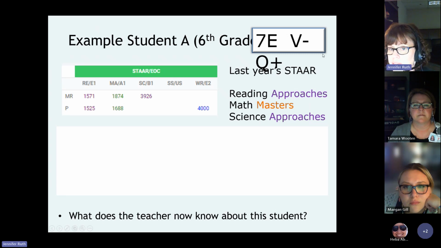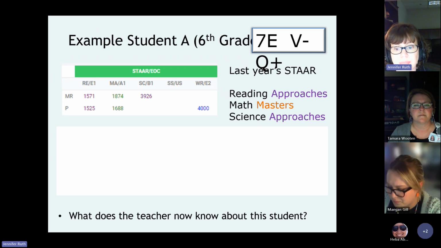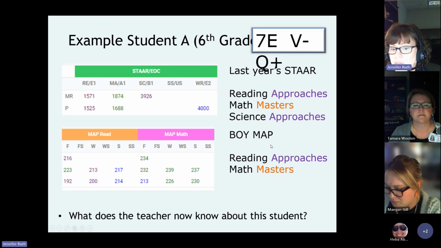Yes, they are a V negative, so they don't learn best through the verbal domain. But I would still expect that a student who has this high of a cognitive ability would be doing a little bit better in reading and science. So I would want to find out a little bit more about what is holding this student back in those subject areas. Here's their MAP score, and we notice the same pattern.